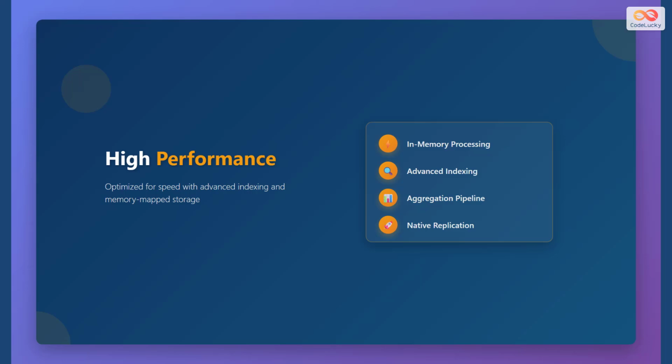MongoDB delivers high performance, optimized for speed with advanced indexing and memory-mapped storage. Some of the features that contribute to its high performance are in-memory processing, advanced indexing, aggregation pipeline, and native replication.